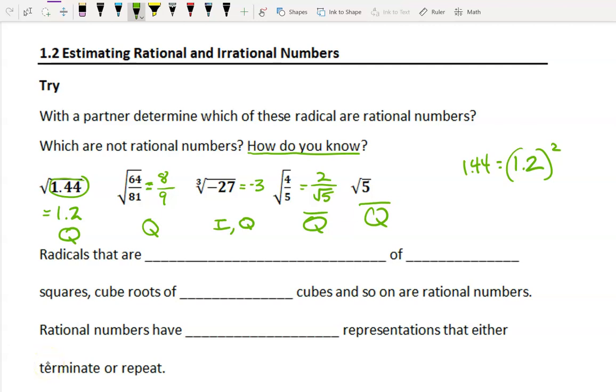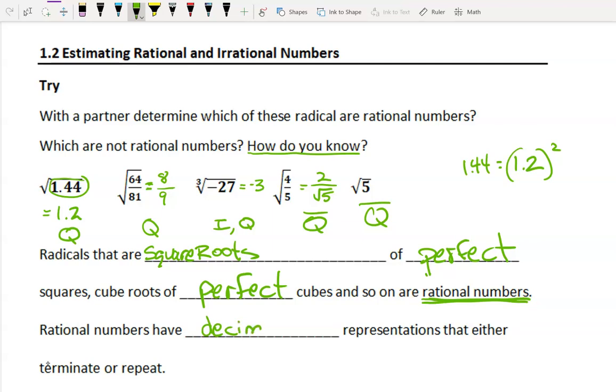Okay, let's finish filling in the blanks here. Radicals that are roots, or maybe I should say square roots of perfect squares, cube roots of perfect cubes, and so on, are rational. So if we can take the square root of a number, or the cube root of a number, they're going to be rational. Rationals have decimal representations that either terminate or repeat.